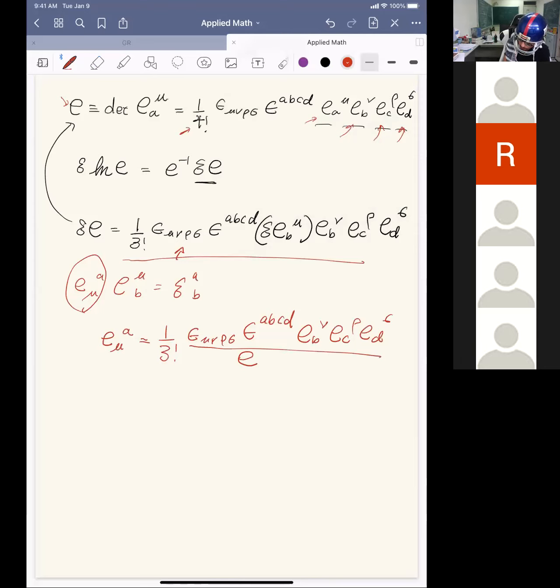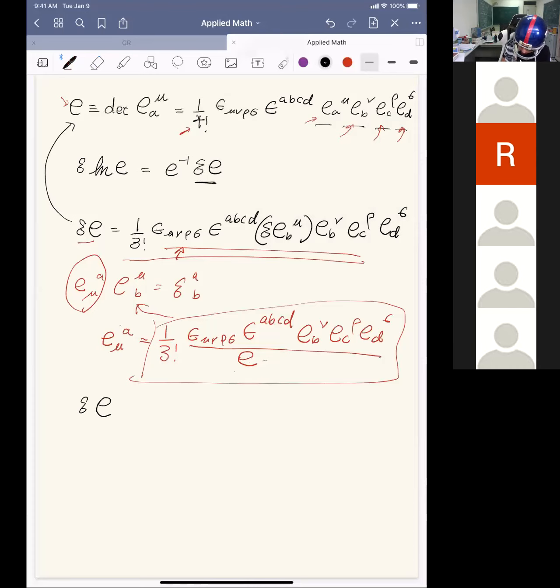To see that this is the inverse is very simple. If you take this form and multiply by this, the numerator with the 1/4 factorial immediately gives you the determinant, which cancels with the E downstairs, and that gives you the identity. So this is the inverse. And therefore, since the variation looks exactly like the inverse, just without this E factor, this tells you about the variation of E.